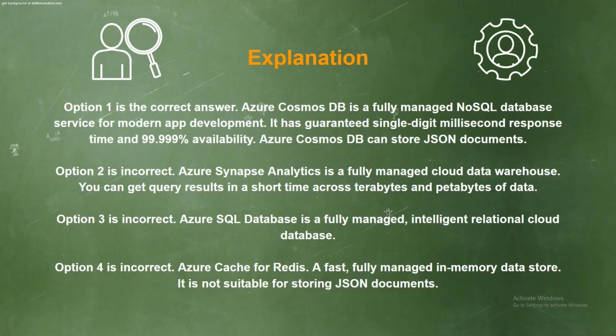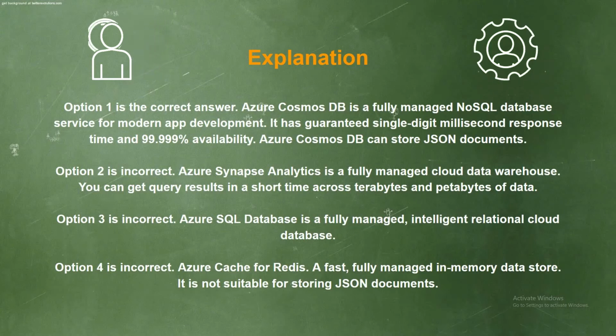Explanation. Option 1 is the correct answer. Azure Cosmos DB is a fully managed NoSQL database service for modern app development. It has guaranteed single-digit millisecond response time and 99.999% availability. Azure Cosmos DB can store JSON documents.